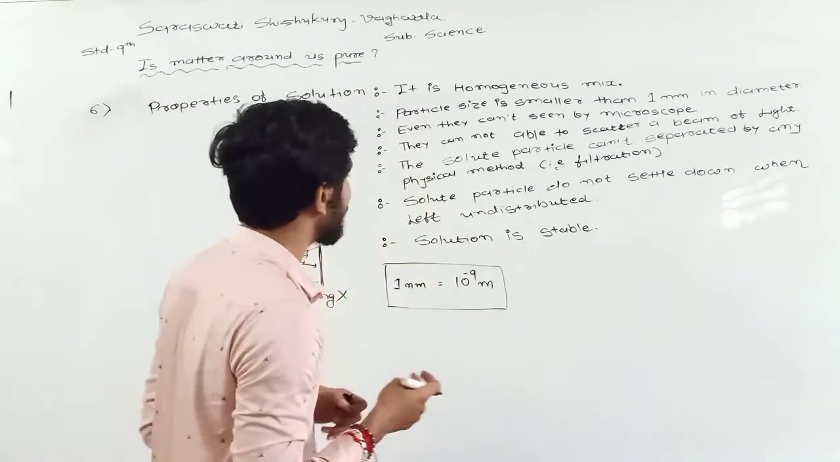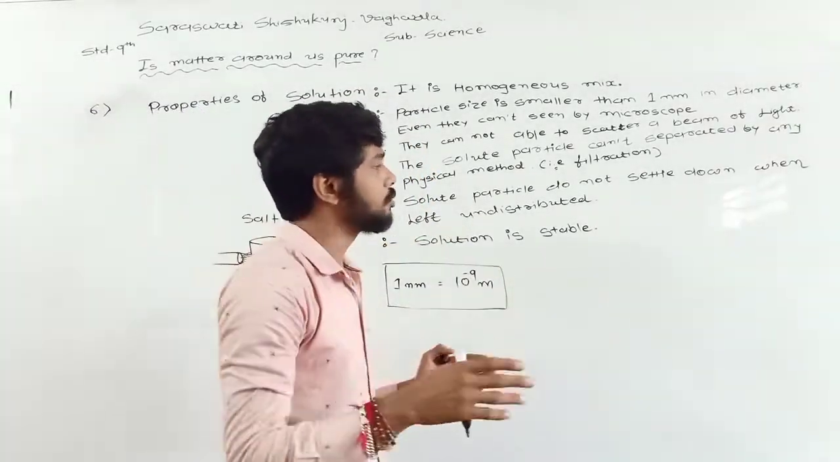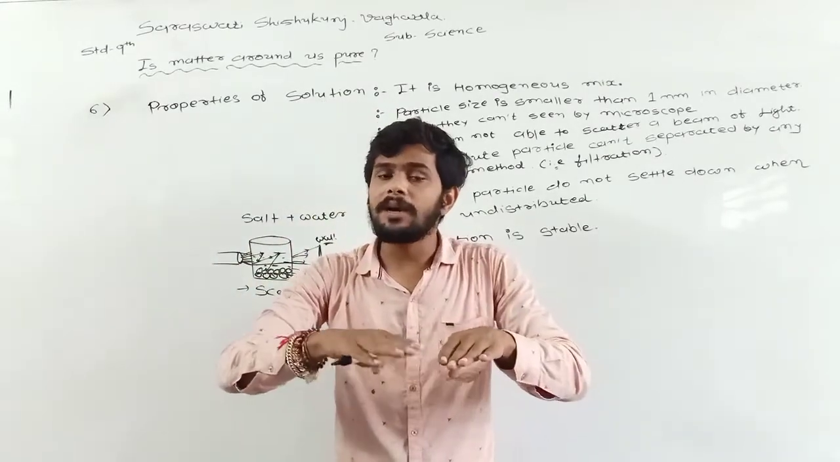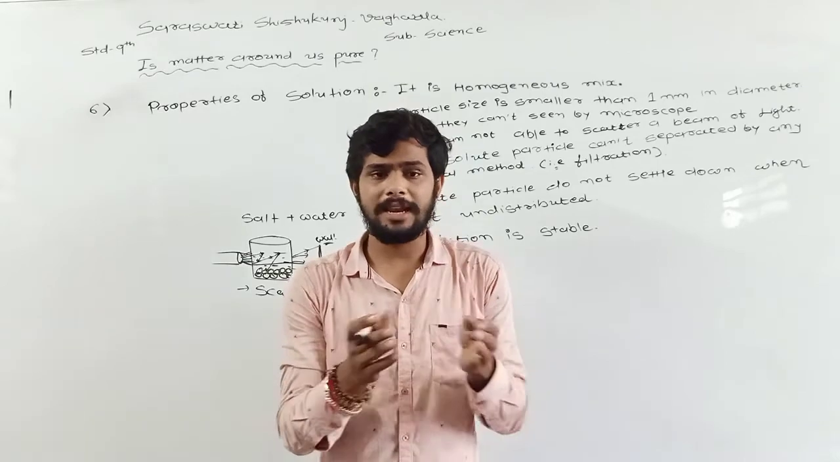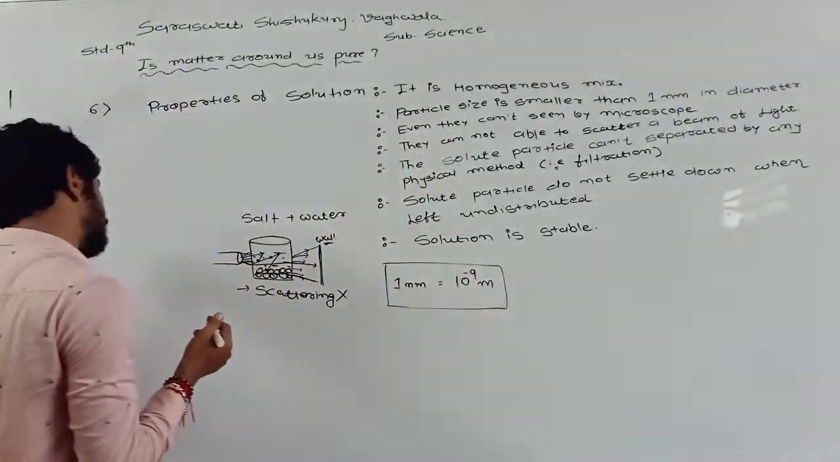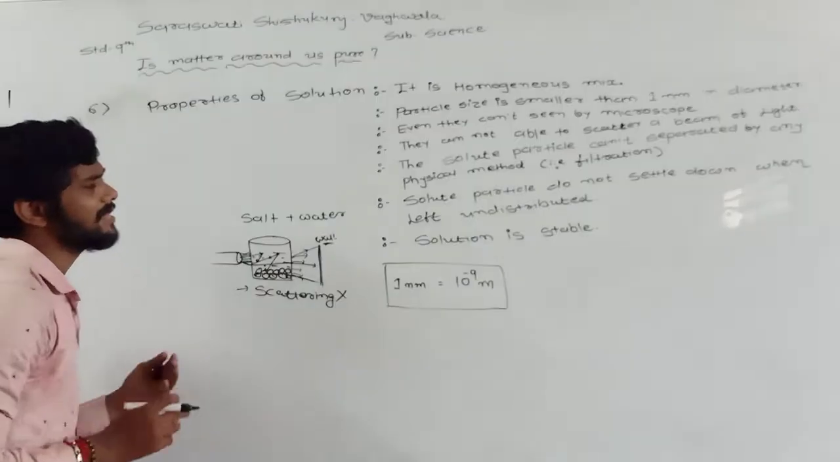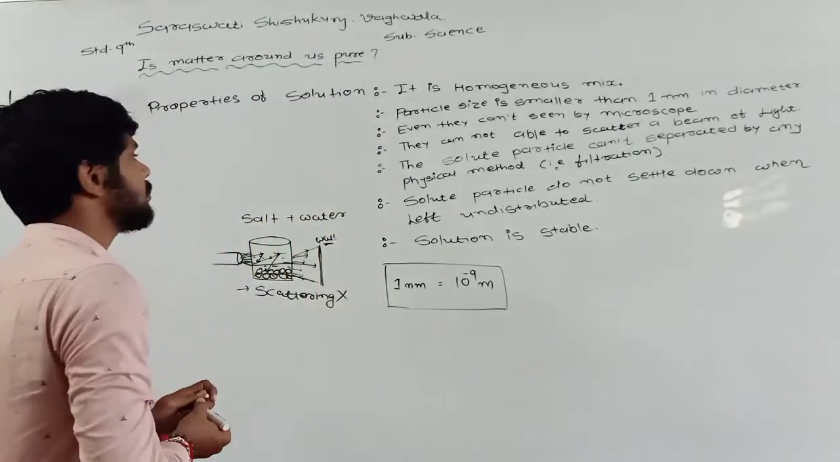Is it clear? Then the last topic, that is the solution is stable and they cannot settle down at the bottom of the beaker, and that's why we can say that the solution is stable. That means there is no deviation, there is no defect that we can observe in that solution. So that's why we can say that the solution is stable. So that is all about the properties of the solution.